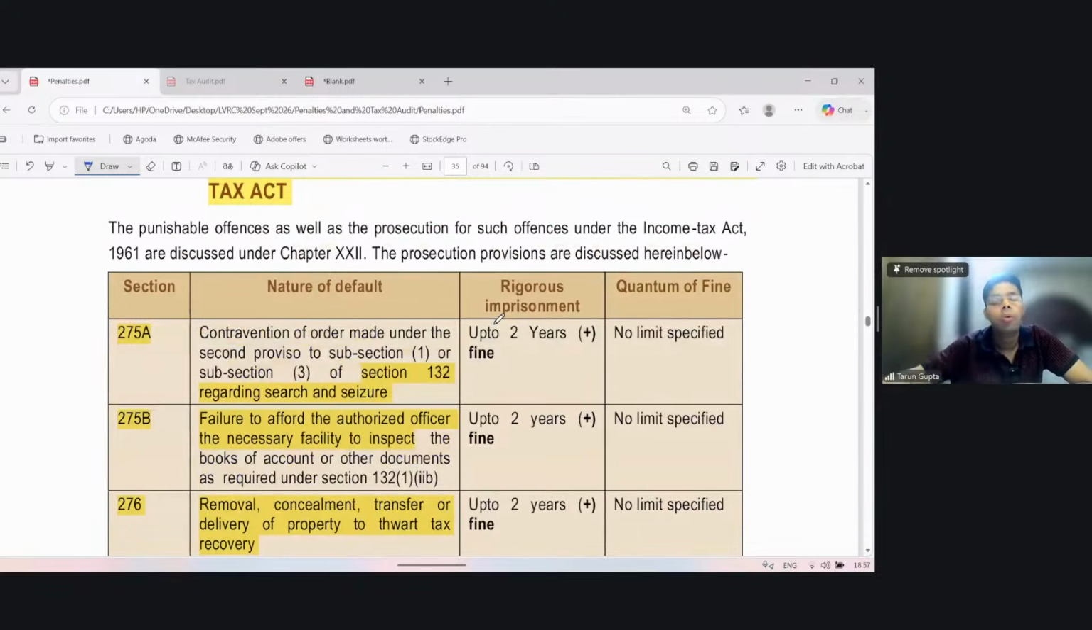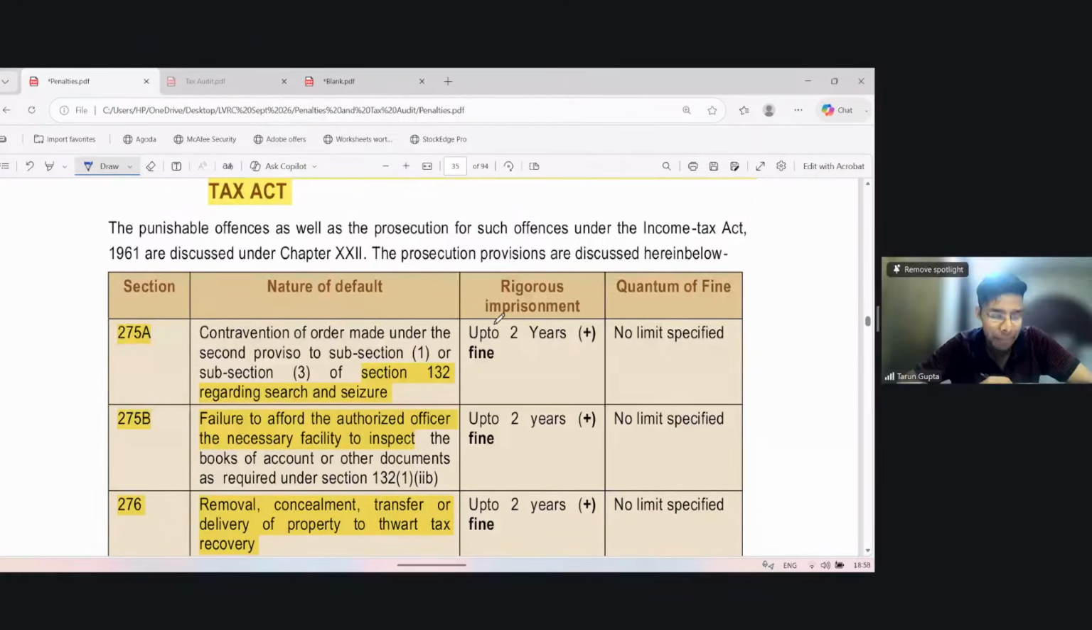Prosecution means, first understand that it's not necessary that if there's a penalty provision for one default, then prosecution cannot be levied. In case of the same default, there can be penalty, and at the same time, there can be prosecution. So there are some prosecution provisions.